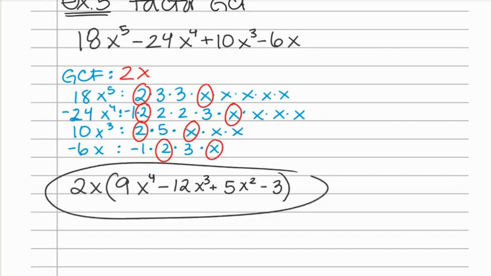Okay, so hopefully you got the same thing I did. A couple things. The x that was divided out is actually our lowest degree, right? X to the first power. Don't forget the negative ones for the negative 24x to the fourth, and the negative 6x. Remember that when you go back through and get your expression that was inside here as well.